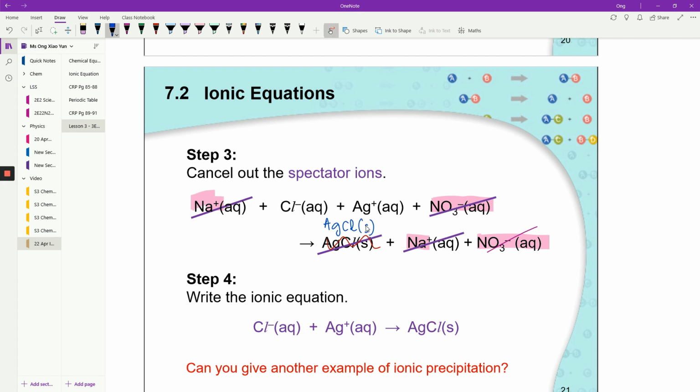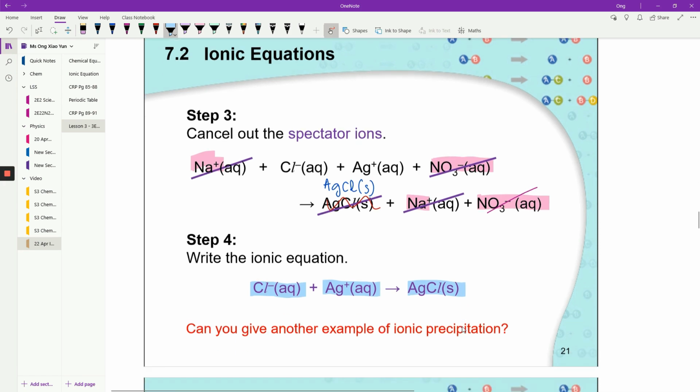So after you cancel all the spectators, you will be left with all the ones that take part in the reaction. So we can read this as chloride ions and silver ions form the precipitate. Okay, this is called an ionic precipitation reaction.